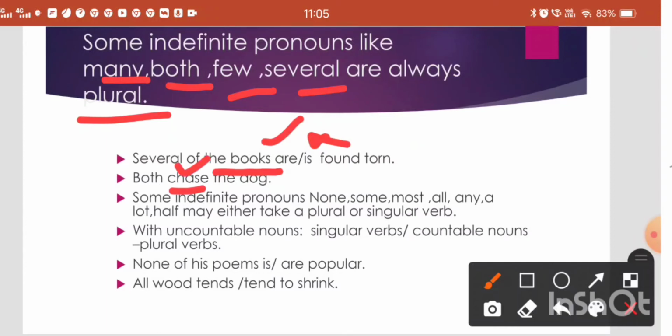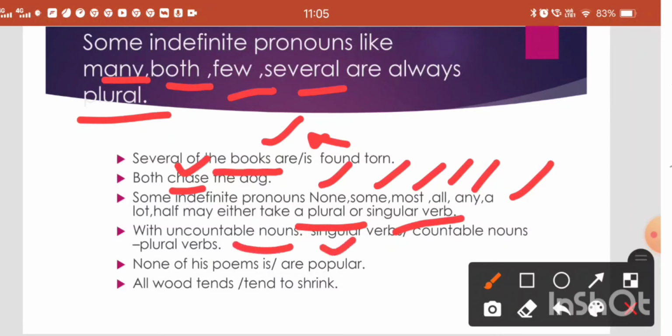There are some indefinite pronouns like none, some, most, all, any, a lot or half. They may take either a plural verb or a singular verb. You have to identify whether to use a singular verb or a plural verb. You have to be careful whether countable nouns or uncountable nouns are used with them. If uncountable nouns are used with them, then a singular verb. If countable nouns are used with them, then a plural verb.